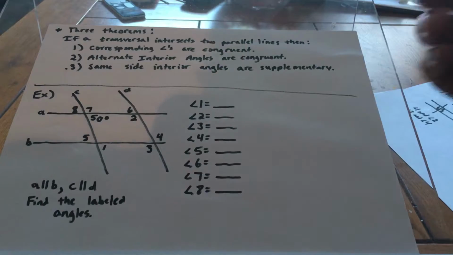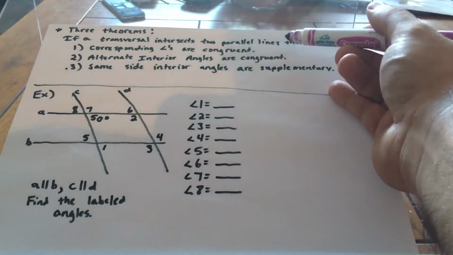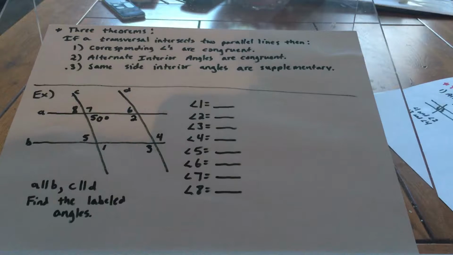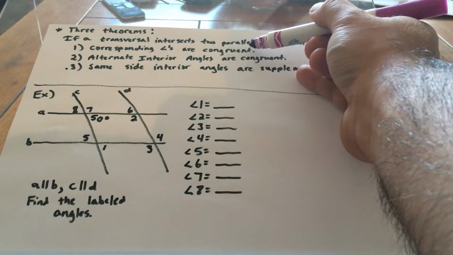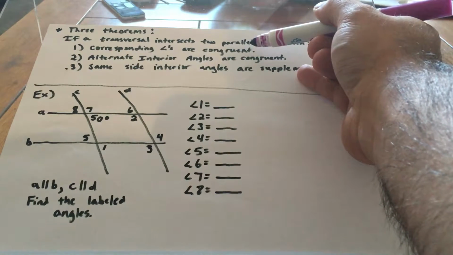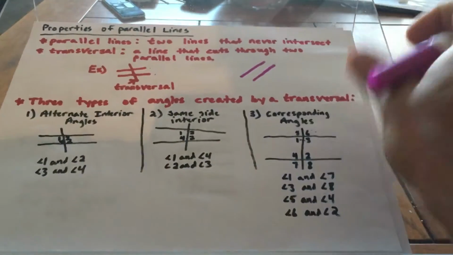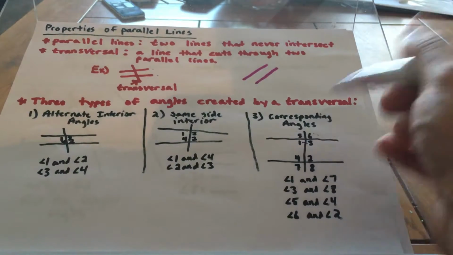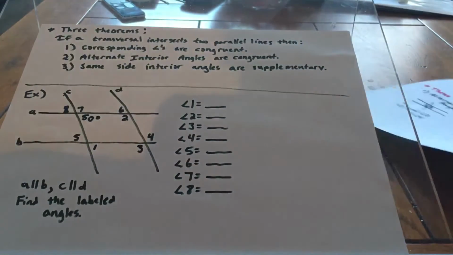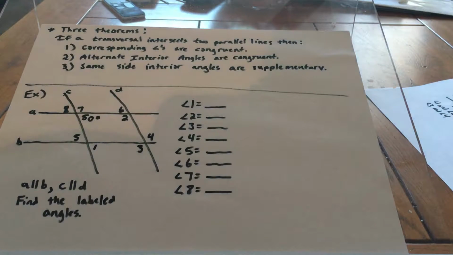All right, so the three theorems are all based on this idea. If a transversal intersects two parallel lines, then, and we have our three theorems. So first of all, if a transversal intersects two parallel lines, then the corresponding angles are congruent. So remember back here we said corresponding angles are angles that are in the same sort of position, but just different angles. All right. So when the lines are parallel and you have a transversal, corresponding angles are congruent, alternate interior angles are congruent, and same side interior angles are supplementary.